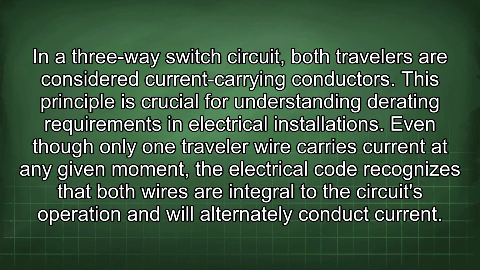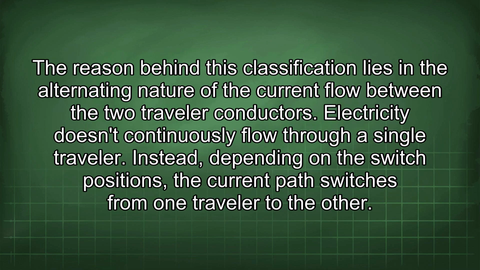In a three-way switch circuit, both travelers are considered current-carrying conductors. This principle is crucial for understanding derating requirements in electrical installations. Even though only one traveler wire carries current at any given moment, the electrical code recognizes that both wires are integral to the circuit's operation and will alternately conduct current. The reason behind this classification lies in the alternating nature of the current flow between the two traveler conductors.